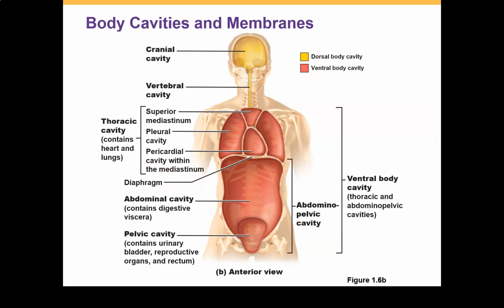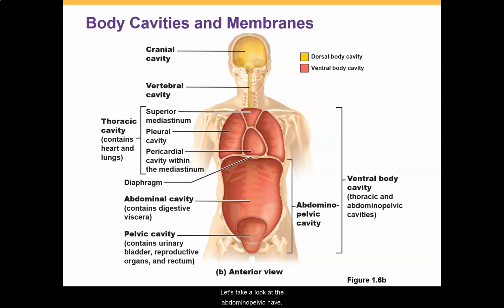Now, individually, the thoracic cavity contains the pleural cavity. We have two of them, a left pleural cavity and a right pleural cavity. And in between these two pleural cavities, we have a pericardial cavity. Anyone know which organ is found in each of the two pleural cavities? That's right, the lungs. What about the pericardial cavity? What organ is found in there? That's right, the heart.